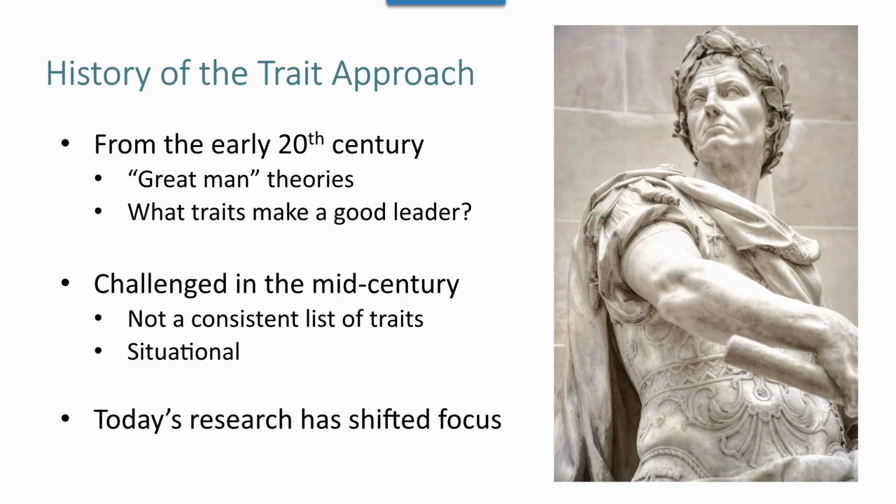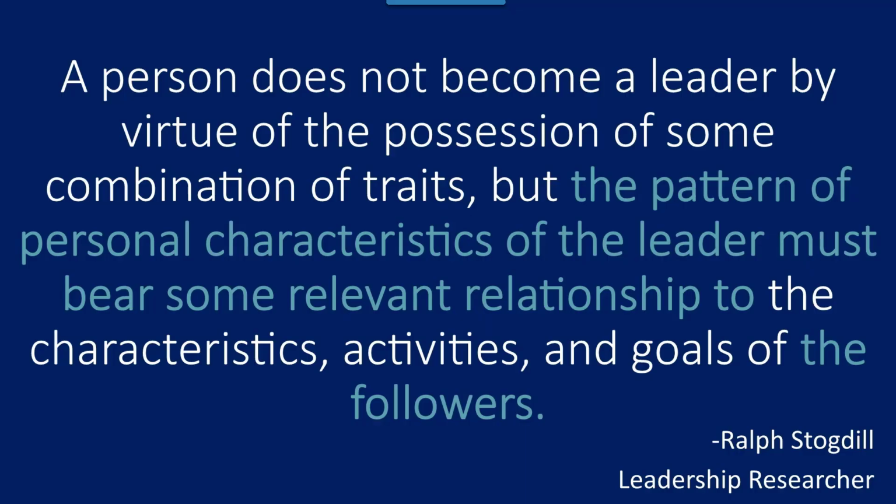This approach was challenged by Ralph Stogdill in 1948, who asserted that there wasn't a consistent set of traits between leaders and non-leaders. Note the year when he challenged this approach. Can you think of a reason why that time period might have fueled this research? As Stogdill said, a person does not become a leader by virtue of the possession of some combination of traits, but the pattern of personal characteristics of the leader must bear some relevant relationship to the characteristics, activities, and goals of the followers.